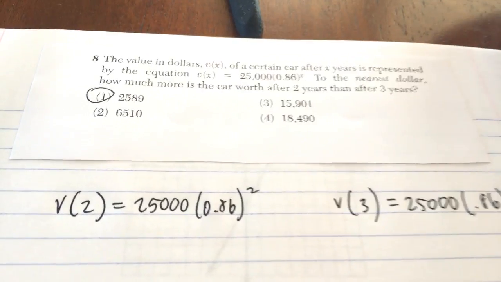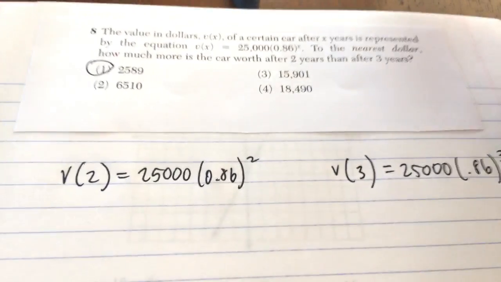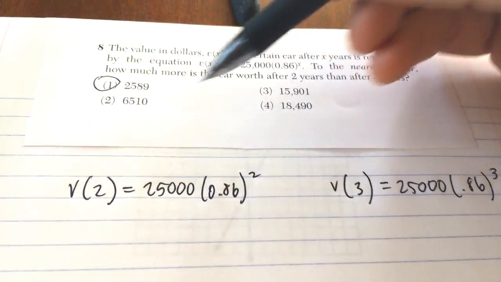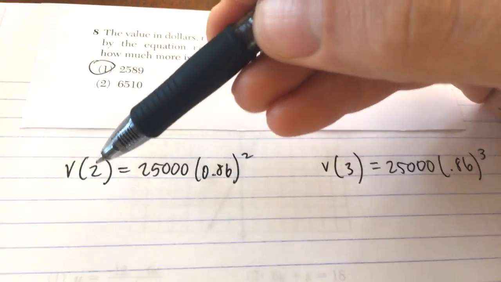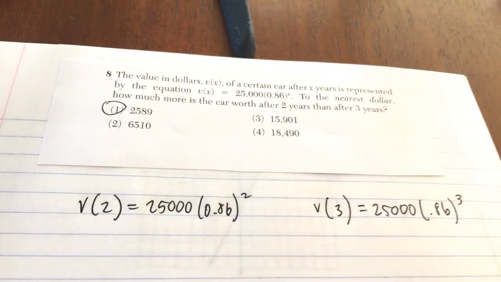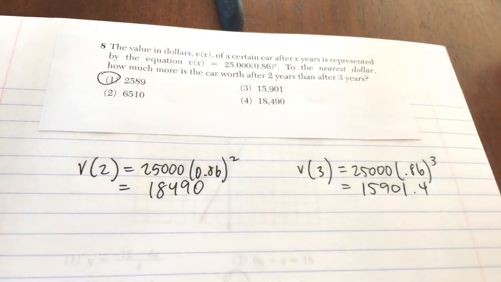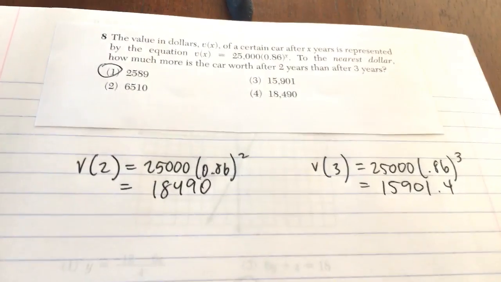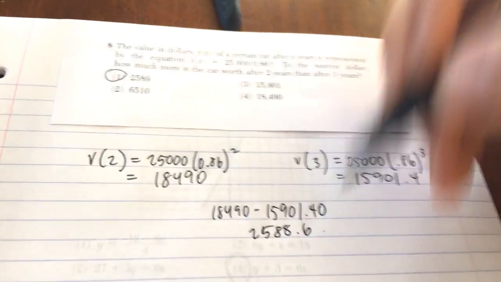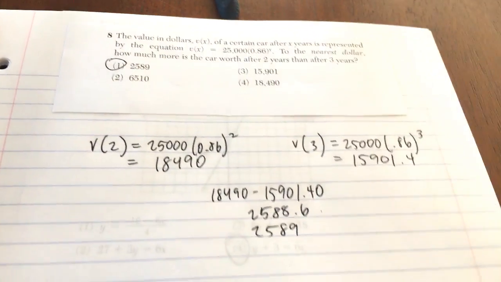In number 8, they're looking for the value of a car. The value of a car is given by this function v of x equals 25,000 times 0.86 to the x. How much more is a car worth after 2 years? So what I'm going to do is plug in 2 and plug in 3 and get the difference in values. Using my calculator, I get these values, and then when I subtract them and round to the nearest whole dollar, choice number 1.